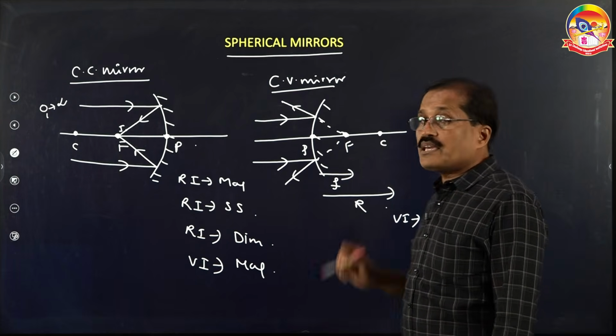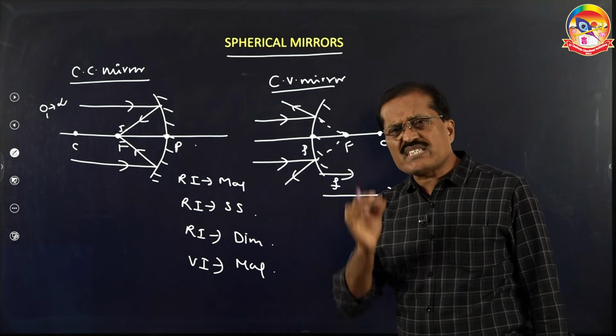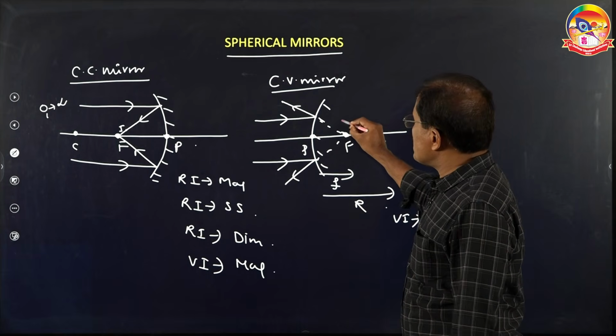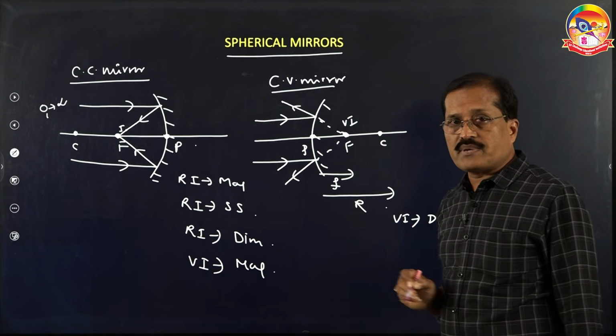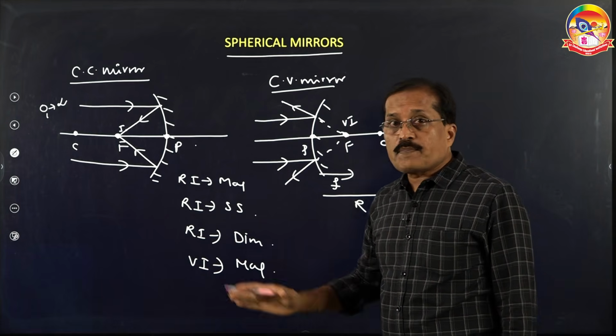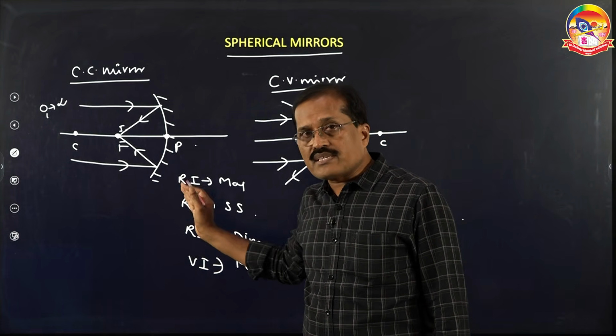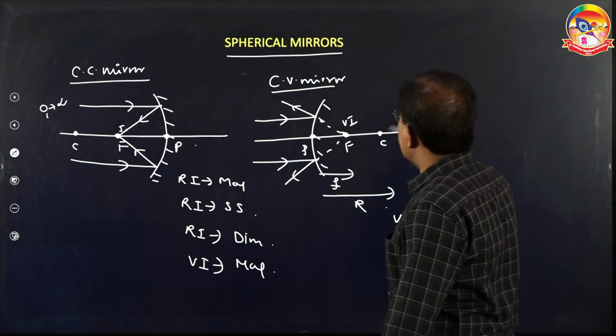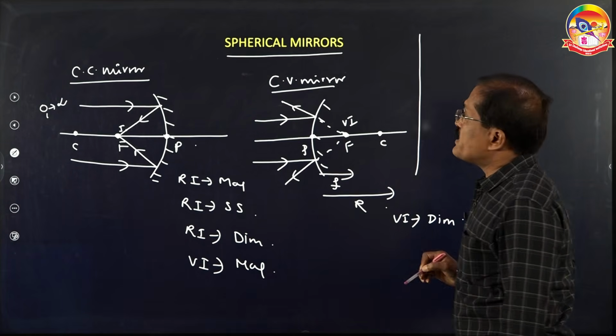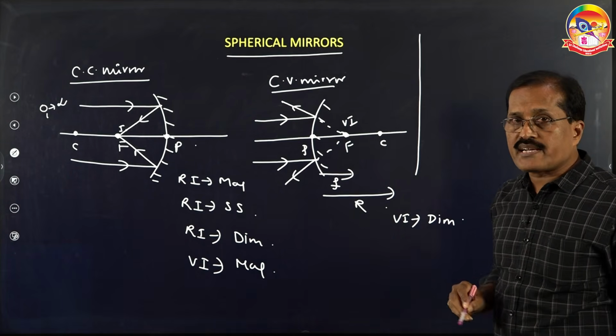And wherever the image is formed at the focus, it is a very small virtual image. Is it clear? And depending upon the position of the object, the image changes, right? Now, what are the important relations in case of mirrors, children? What are the important relations?